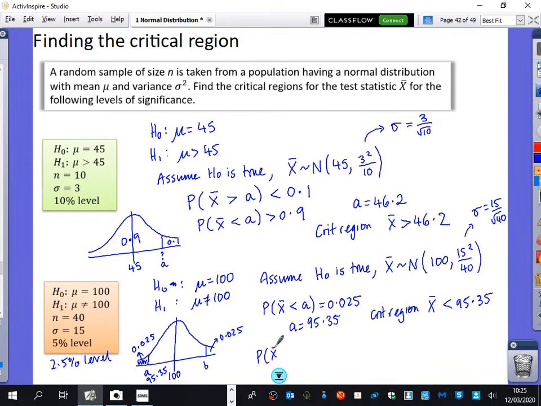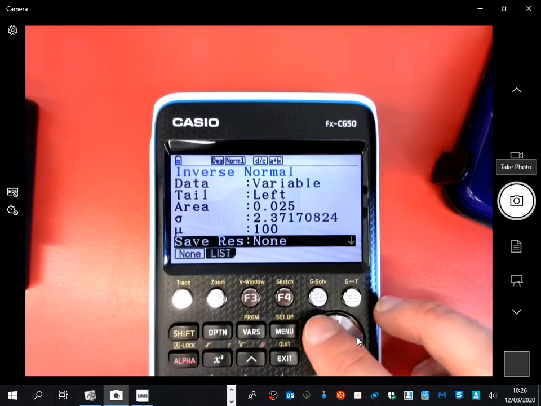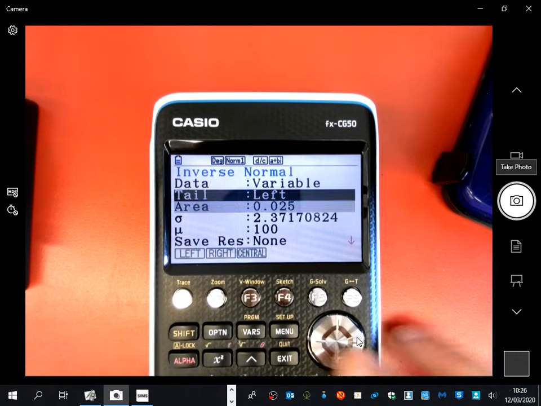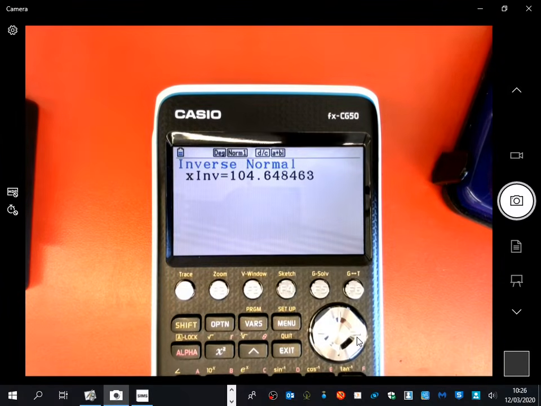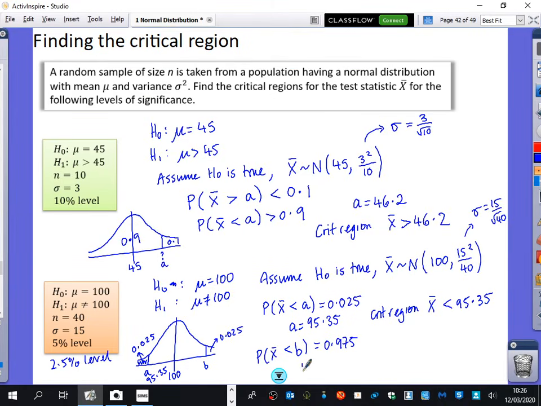This time it's the probability that x bar is less than b. What would that probability be? 0.975. Good. So we can go straight back to the calculator. If you've got the graphics one like me, you could just switch it to the right tail, but we can do 0.975 and you get 104.65. So B is 104.65. So the critical region is that x bar is greater than 104.65.